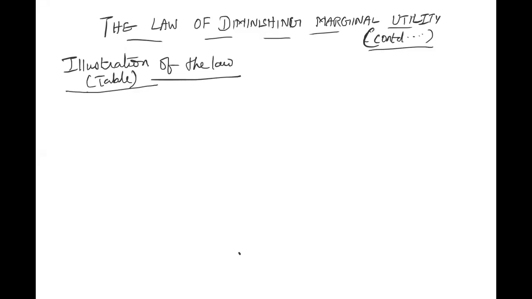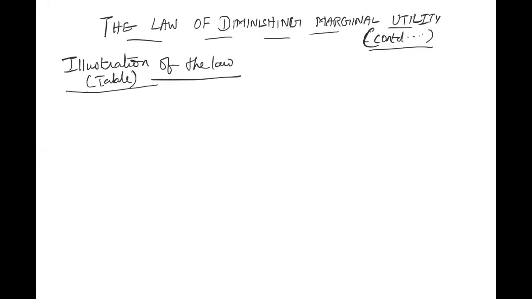So in today's class, I'm continuing the law of diminishing marginal utility. In the previous class, I explained the concepts and the meaning of cardinal and ordinal utility. Utility measured in terms of cardinal numbers is cardinal utility, and the law of diminishing marginal utility is based on the cardinal utility approach. And utility based on ordinal numbers, that is first, second, third ranking, like first preference, second preference, third preference, that is the ordinal utility approach.